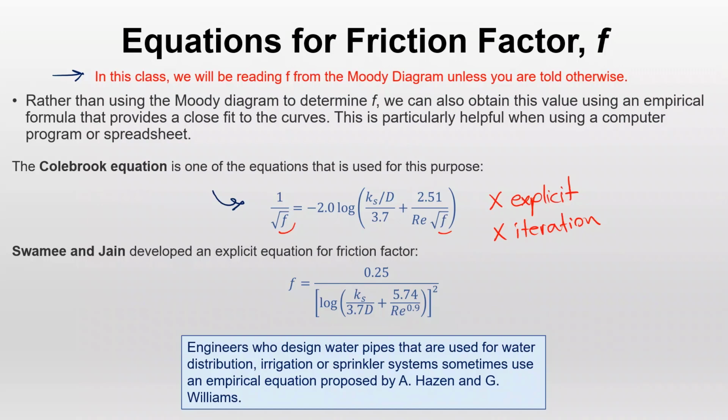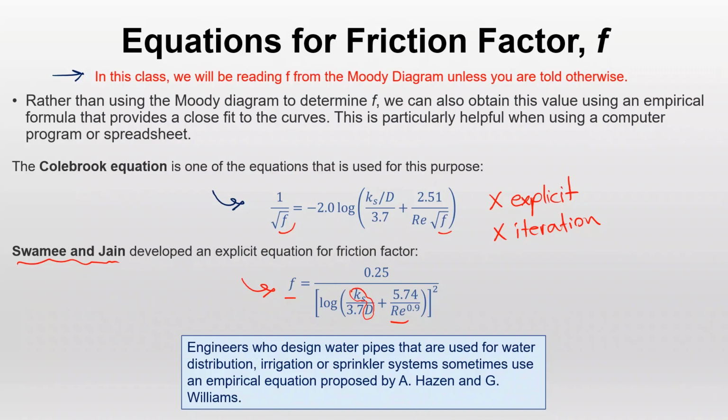Swamee and Jain, based on the Colebrook equation, came up with an explicit version of the Colebrook equation, and they call it the Swamee-Jain equation, which is over here. As you can see, F is only on the left-hand side of the equation, and on the right-hand side of the equation, you have the Reynolds number for the pipe, and also you have relative roughness over here. This is relative roughness, right? So based on Reynolds number and relative roughness, you can directly calculate the value for F, which would be very similar to the Moody diagram. They're not exactly the same, but very similar.